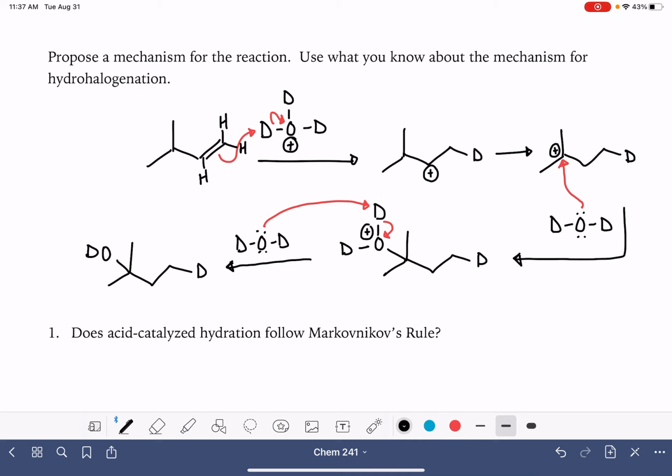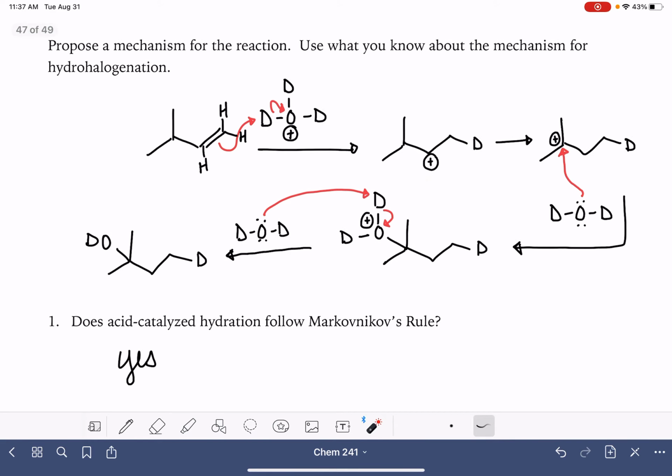Does this reaction follow Markovnikov's rule? Absolutely yes, it does. When we add that first deuterium, we're placing it onto the carbon atom that had the most hydrogens present and forming the most stable carbocation.